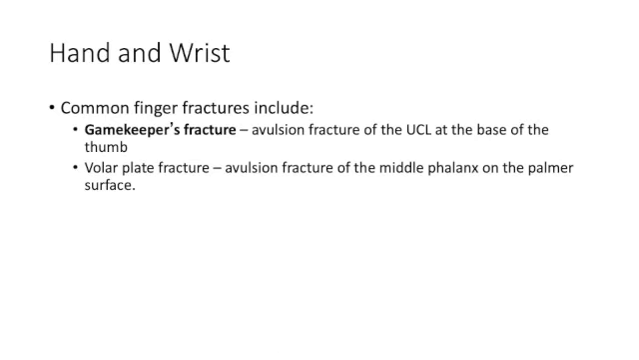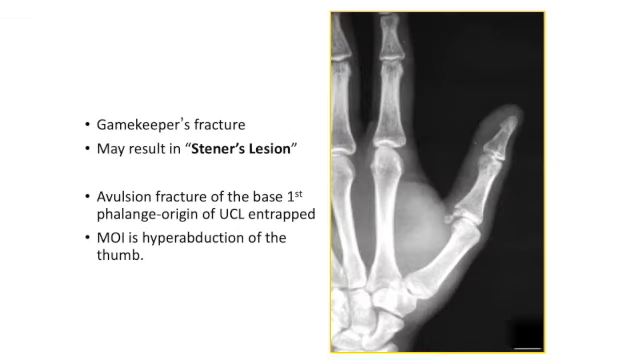So looking at very common finger fractures, there's something called gamekeeper's fracture, and that's going to be an avulsion fracture at the ulnar collateral ligament at the base of the thumb. Another fracture is going to be a volar plate fracture, which is going to be an avulsion fracture of the middle phalanx of the palmar surface. So very common, both can happen. We will see these a lot with our finger patients.